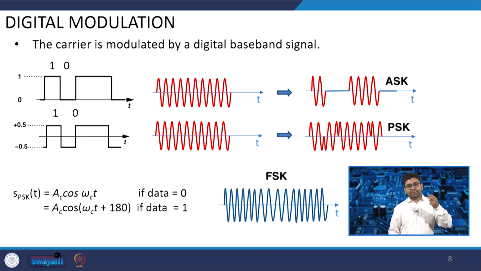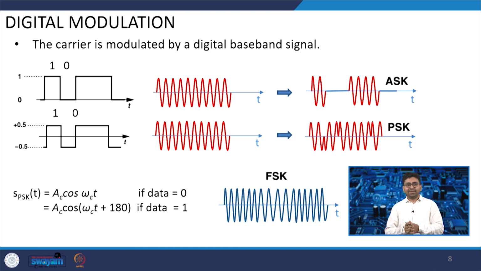So, we have seen the three basic analog modulation schemes: amplitude modulation, phase modulation, and frequency modulation. These were widely used as far as analog modulation is concerned, but nowadays analog modulation is replaced with digital modulation.